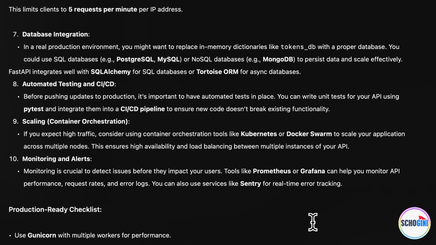8. Automated testing and CI/CD. Before pushing updates to production, it's important to have automated tests in place. You can write unit tests for your API using PyTest and integrate them into a CI/CD pipeline to ensure new code doesn't break existing functionality.